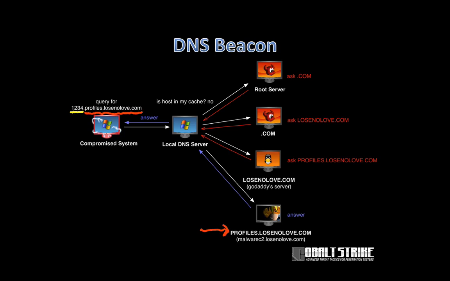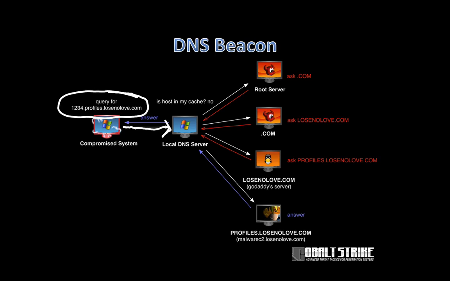Okay? And when our DNS beacon tries to make this kind of a lookup, the thing the compromised system is most likely to do is what is called a recursive query. And a recursive query is where the local system says, I don't know what this host is, it's not in my cache, let me consult another server that I'm configured to ask. So it contacts its local DNS server and says, local DNS server, do you know the response or value of 1234.profiles.losenolove.com?